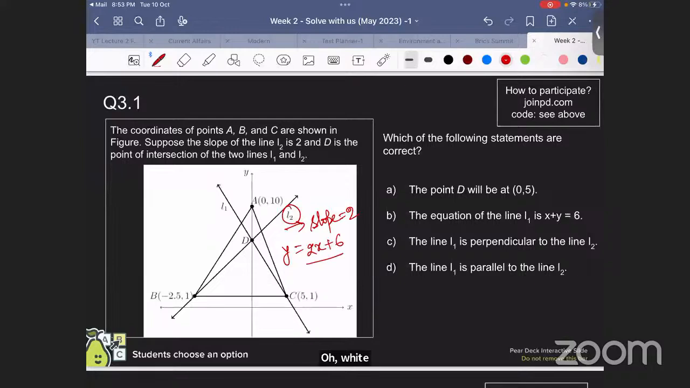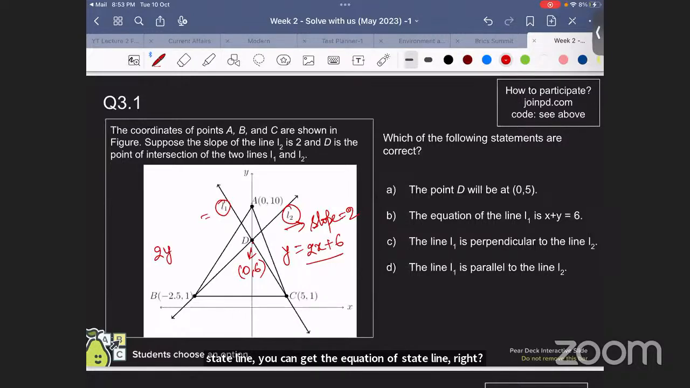Yeah, right. So similarly we can calculate for L1 also, because now we have this point, we already know 0,6, right? If you have 2 points on a straight line, you can get the equation of the straight line, right? What is the equation of this L1? Somebody told me x plus y is equal to 6.